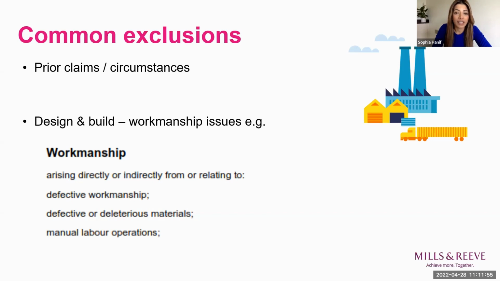Another exclusion you will see is to do with workmanship, as I touched on earlier on. Policies will often exclude cover for claims, as you can see here on the screen. This exclusion will often be relevant where the insured has subcontracted builders to carry out parts of the project and there has been defective workmanship.